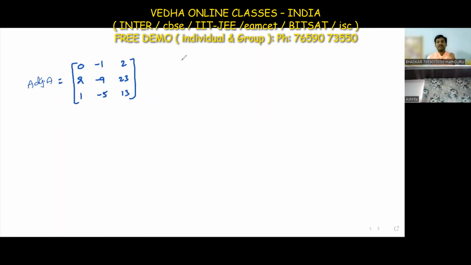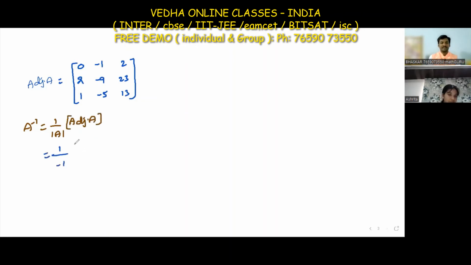Now what we have to find? We have to find the inverse. What is the formula for finding the A inverse? 1 by det A into adjoint A. Yes, very good. So A inverse is equal to 1 by det A into adjoint A. So here 1 by det A. What is det A value here?